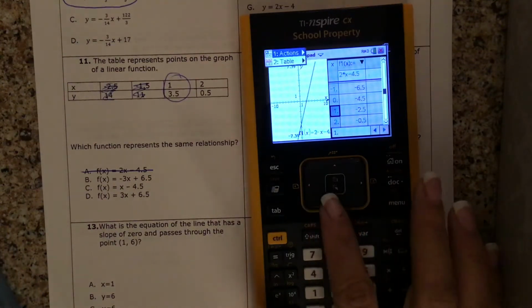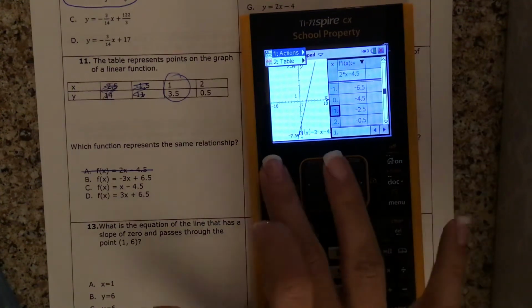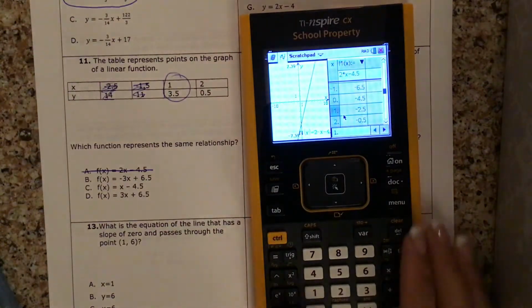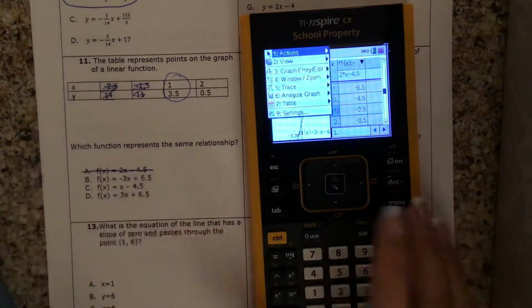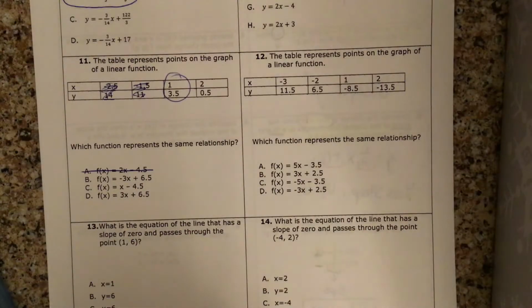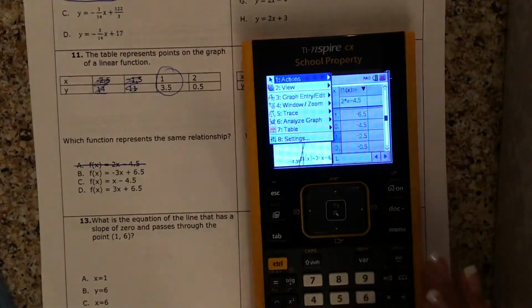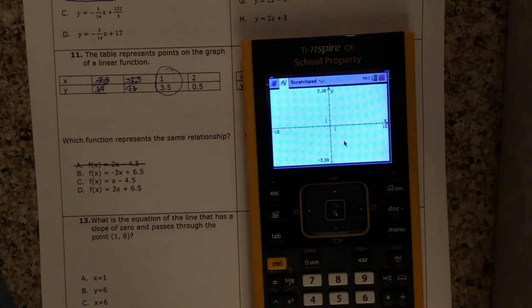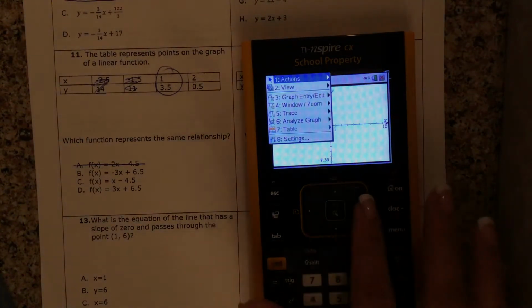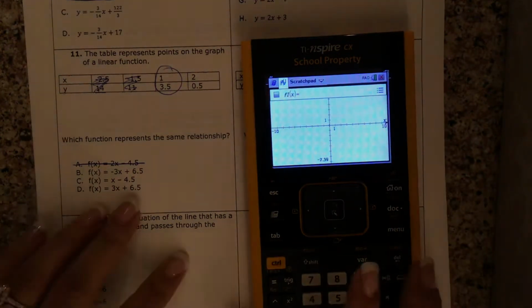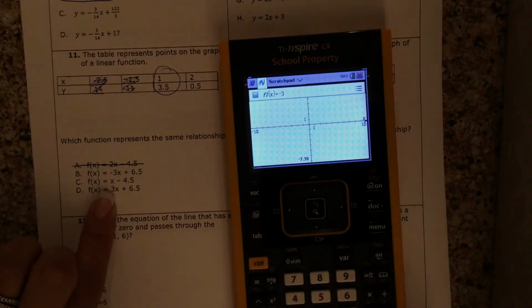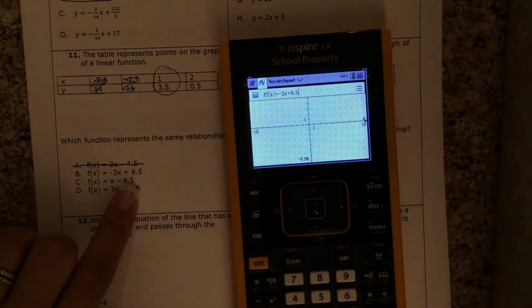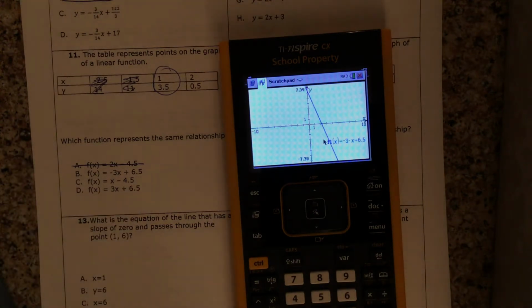So let's go back. I'm gonna go to menu, actions, oops, not gonna do that. Okay, so clear that and try B. Okay, so I can go to menu, options, delete all. Yes, I'm sure. Control-T brings it back to normal. Okay, so I'm gonna graph a function. So -3x plus 6.5. Enter. There's the line for option B.